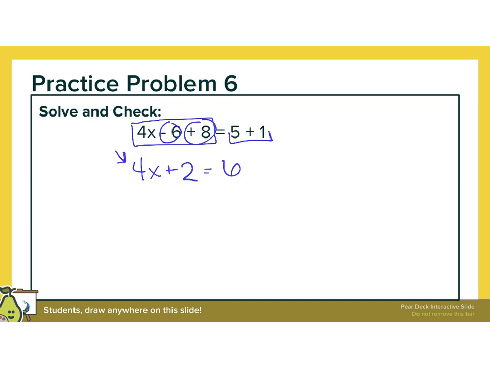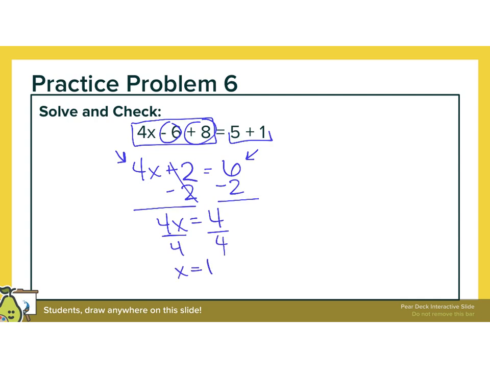Variables are on the left, so I need constants to be over here on the right. This positive 2 needs to go. Both sides. These are gone. 4x equals 4. Isolate the variable by dividing. I think x equals 1.